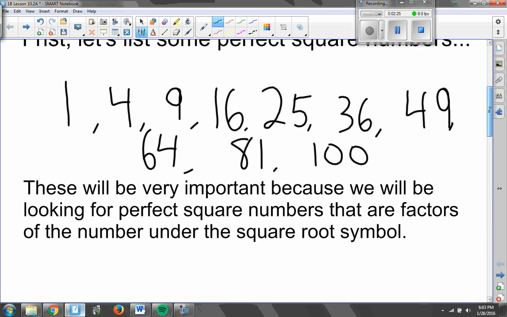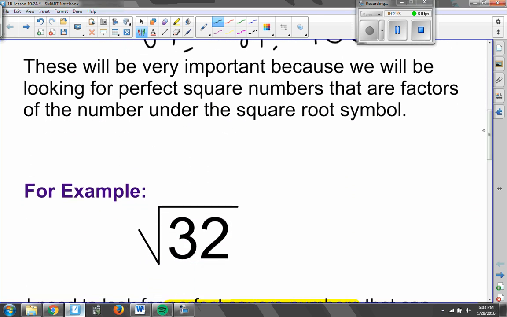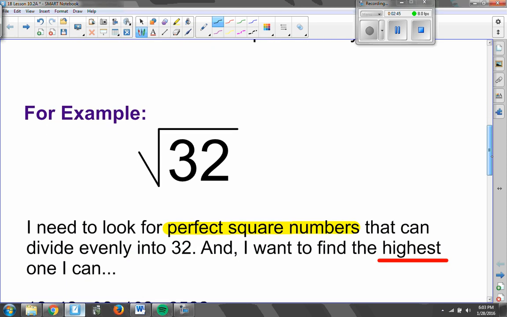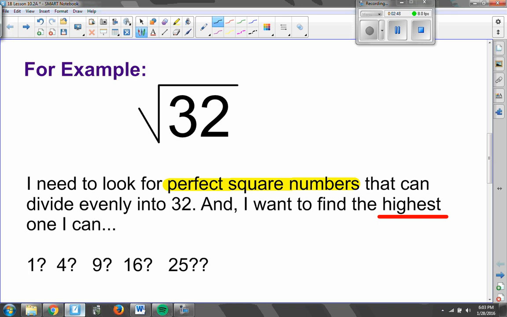These perfect square numbers are going to be very important, because we are going to be looking for perfect square numbers that are factors of the number under our square root symbol. So we're looking for perfect square numbers that are factors of the number under our square root symbol. For example, if I want to find the square root of 32, I need to look for a perfect square number that can divide evenly into 32, and I want to find the highest one I possibly can to reduce my workload as much as possible. Okay?